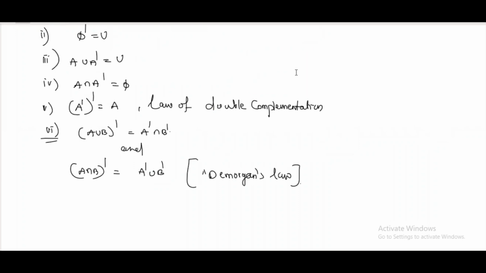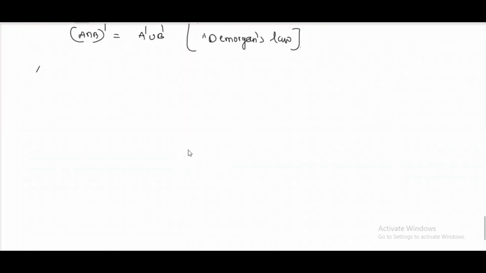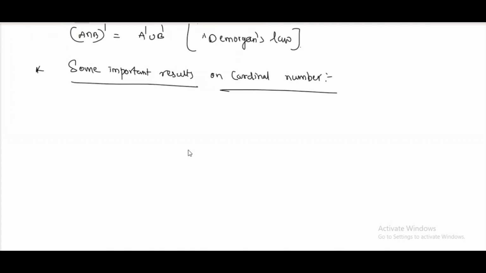So here we have some important results on cardinal numbers of sets. Let's see the first one: n of A complement is n of U minus n of A.